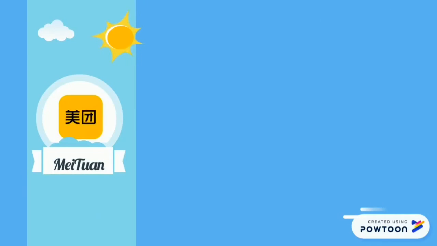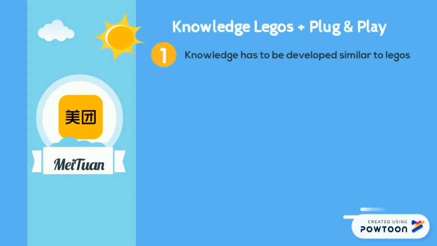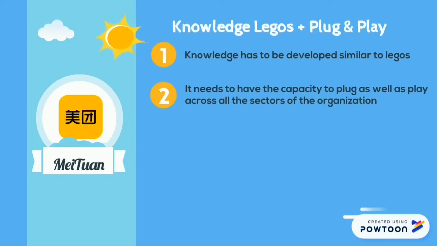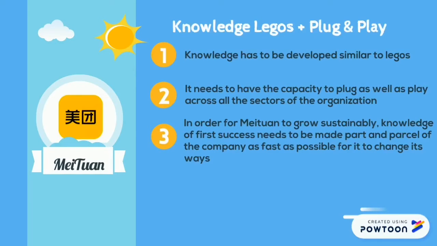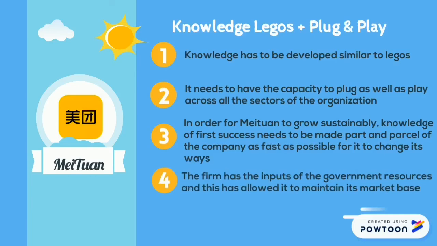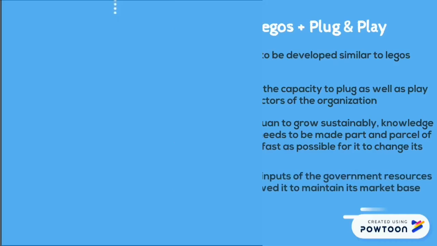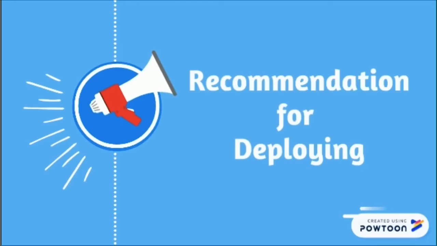Knowledge has to be developed similar to Legos. It needs to have the capacity to plug as well as play across all the sectors of the organization. In order for Meituan to grow sustainably, knowledge of first success needs to be made part and parcel of the company as far as possible for it to change its ways. The firm has the inputs of government resources, and this has allowed it to maintain its market base. Although Meituan has already become an allocentric company, in order to not get replicated by its competitors, Meituan needs to work on creating its uniqueness to beat its competitors and make more innovation to be ahead of them.